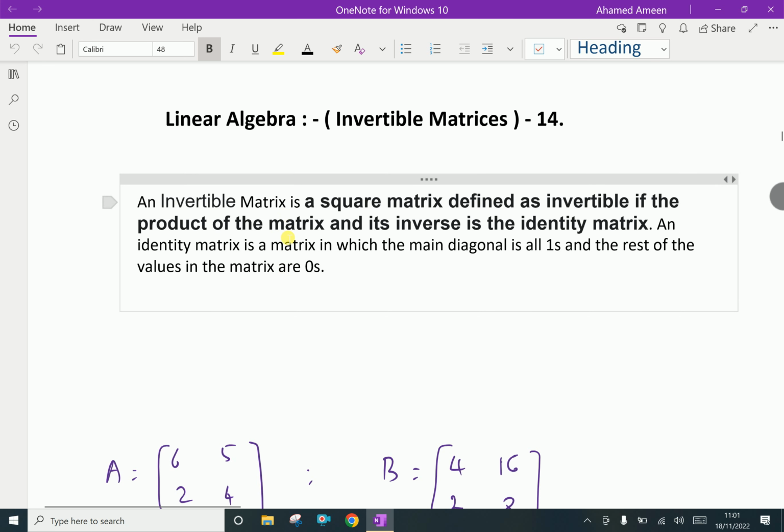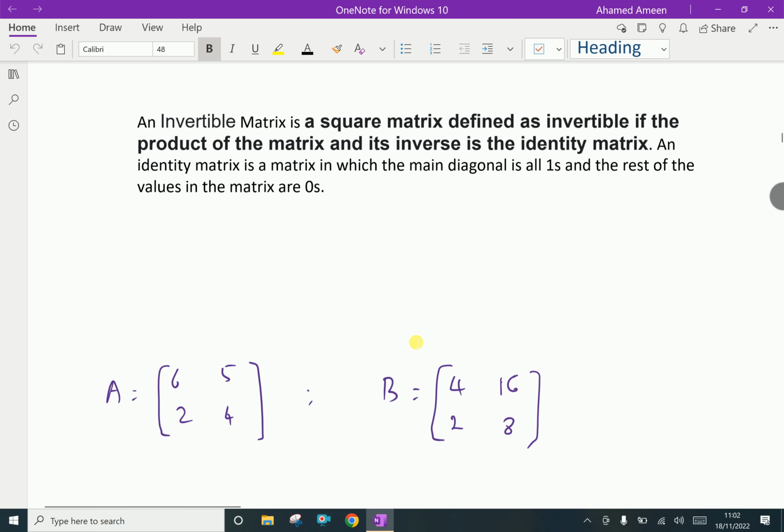An invertible matrix is a square matrix defined as invertible if the product of the matrix and its inverse is the identity matrix. An identity matrix is a matrix in which the main diagonal is all 1 and the rest of the values in the matrix are zeros.